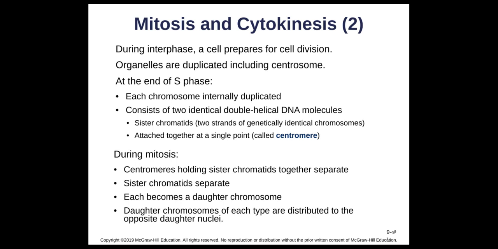During mitosis, centromeres holding the sister chromatids together will separate. The sister chromatids separate, and then each of those sister chromatids will then be called a daughter chromosome. Daughter chromosomes will then be distributed into 2 new daughter cells and make up their daughter nuclei.